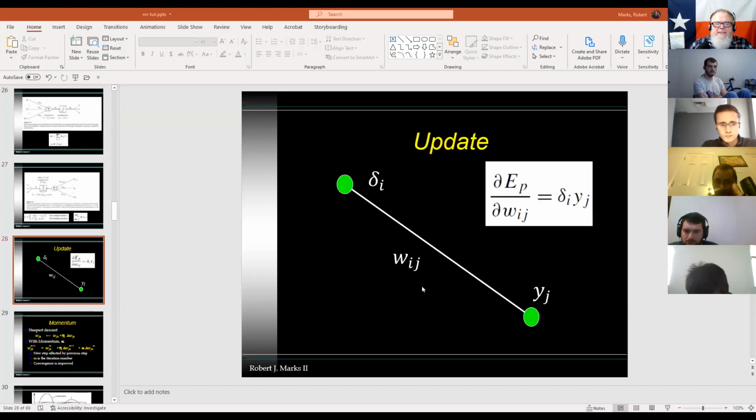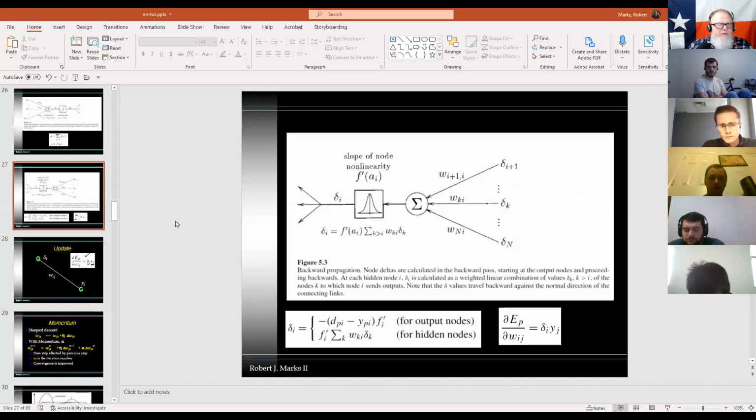And for every case, our step downhill is equal to delta i times y sub j. So in the feed forward part, we compute these y sub j's. On the backpropagation, we compute these delta i's. And then our weights can be totally updated just by knowing what happens on either end of the interconnect. It's a beautiful mathematical result.